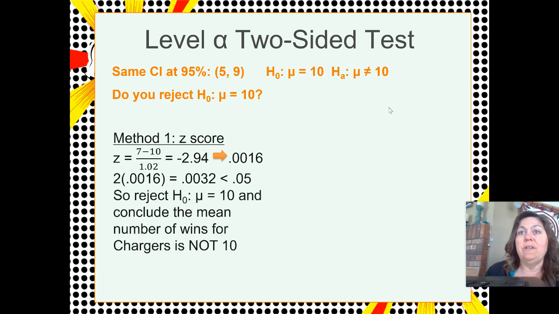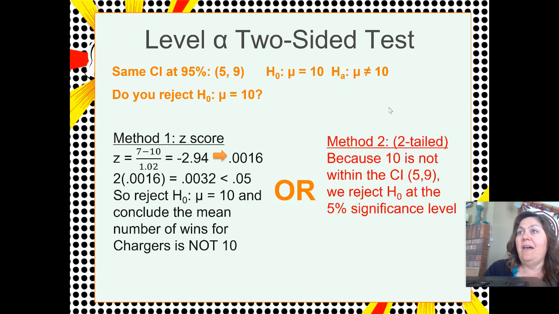So I would be able to reject the null hypothesis that the mean is 10, and I would conclude the mean number of wins for the Chargers is not likely to be 10. So that will still work. I'm just showing you how it compares.